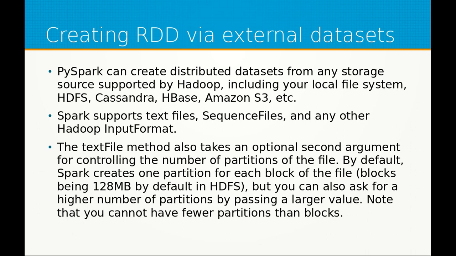So you can understand from the statement that we can have an optional second argument for controlling the number of partitions of the file, and by default for 128 MB we have one partition, but we can ask for a higher number of partitions by passing a larger value. But the only constraint to keep in mind is that we cannot have fewer partitions than the block size.